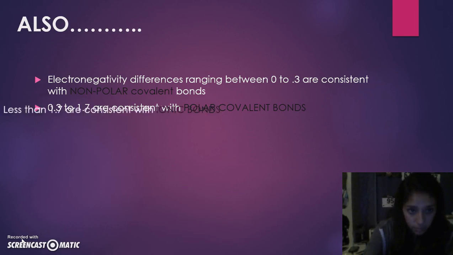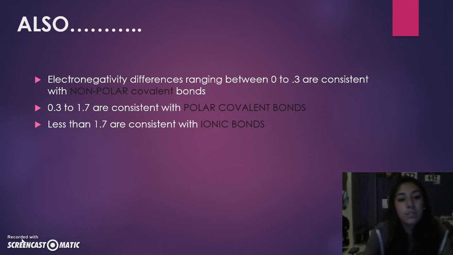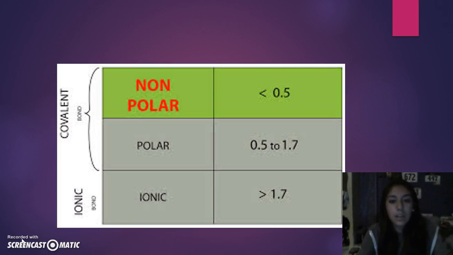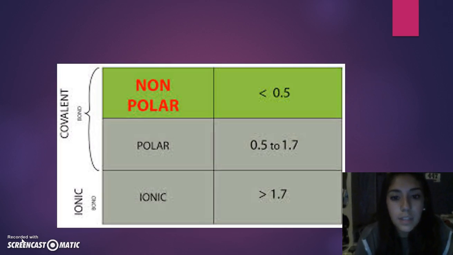Also, I'll be talking about the electronegativity differences and the ranges. So 0 to 0.3 are consistent with nonpolar covalent bonds. 0.3 to 1.7 are consistent with polar covalent bonds. Anything more than 1.7 is consistent with ionic bonds. Here's a chart that sums up what I just said.